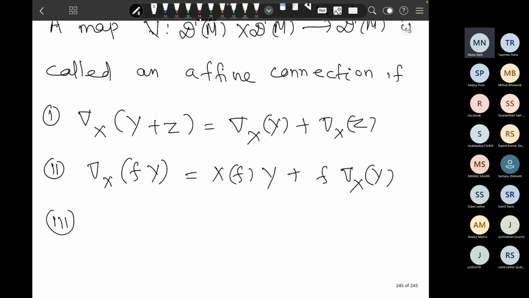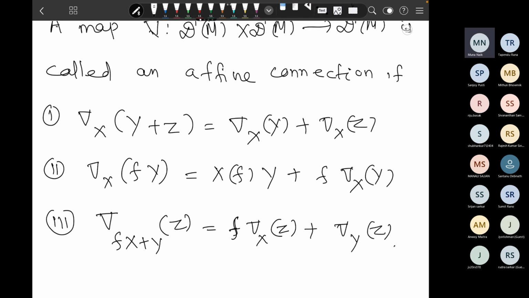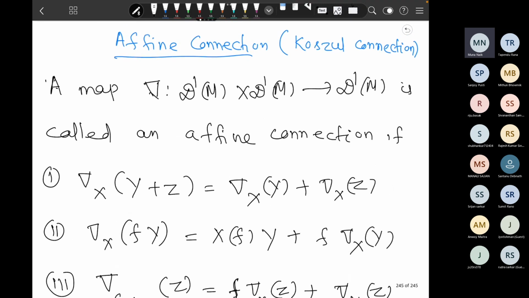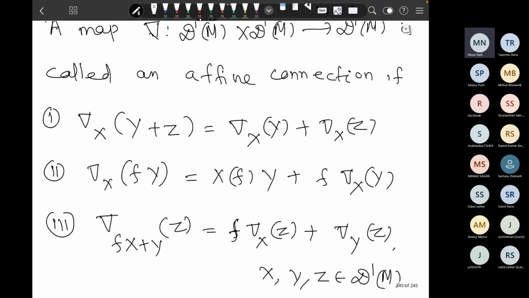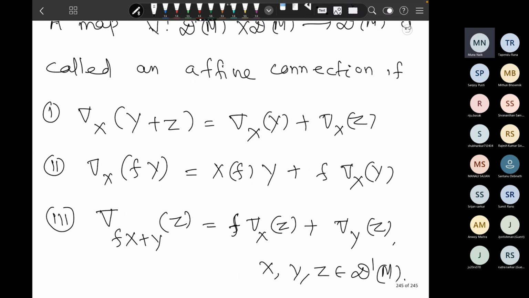Third property is nabla_(fX plus Y) Z. This is f nabla_X Z plus nabla_Y Z. Here X, Y, Z belong to D1(M). So a map nabla from D1(M) cross D1(M) to D1(M) is called an affine connection if it satisfies this property.